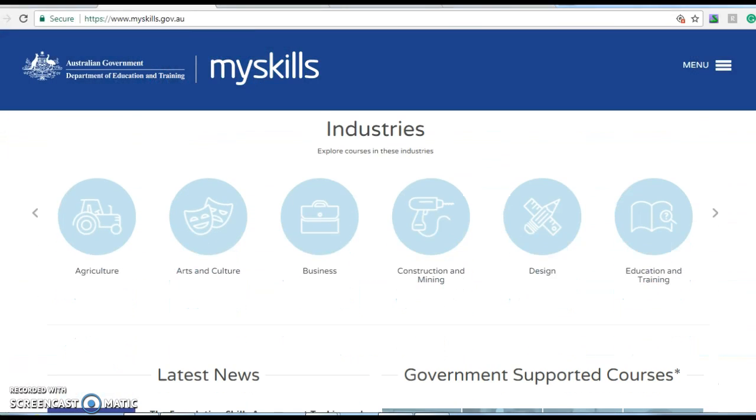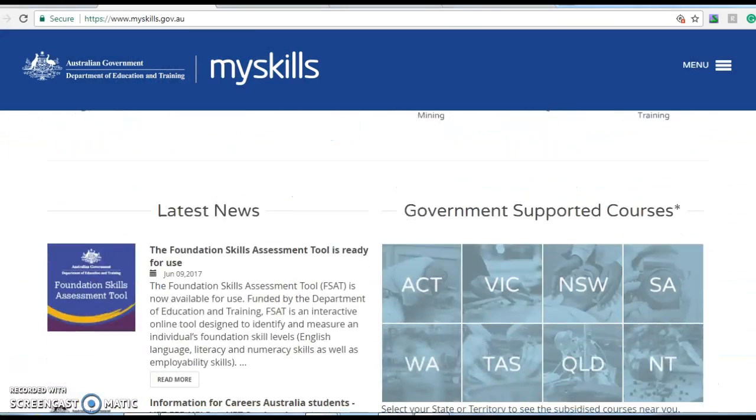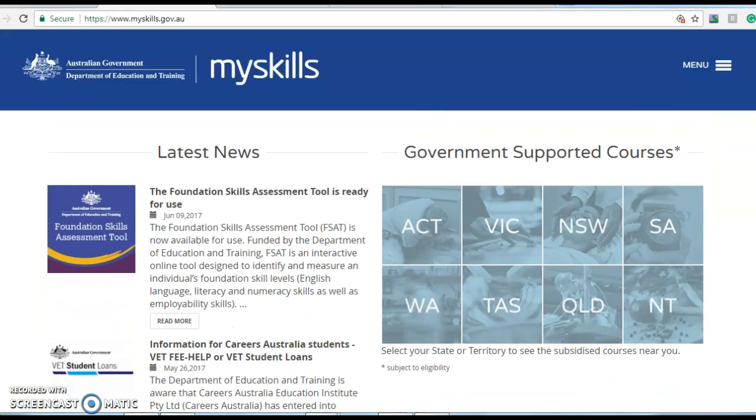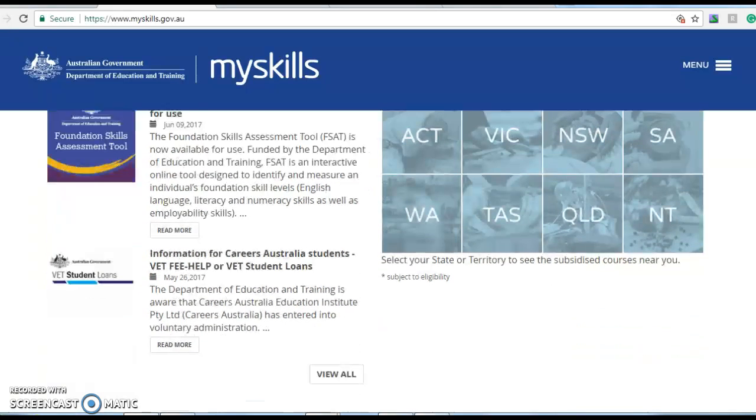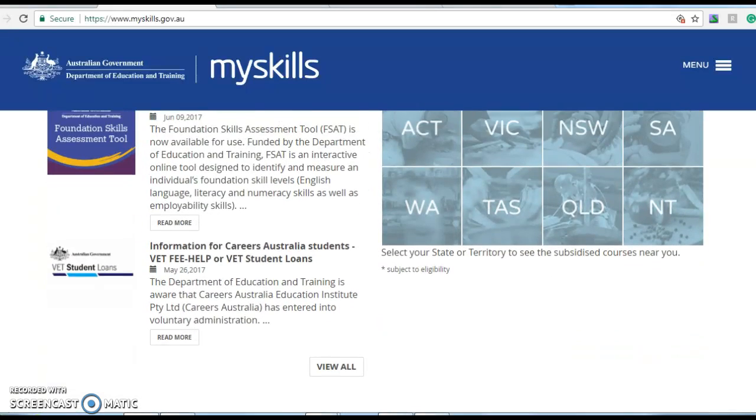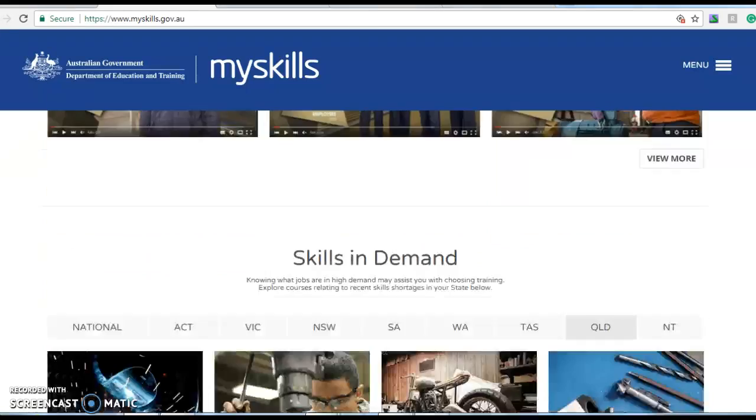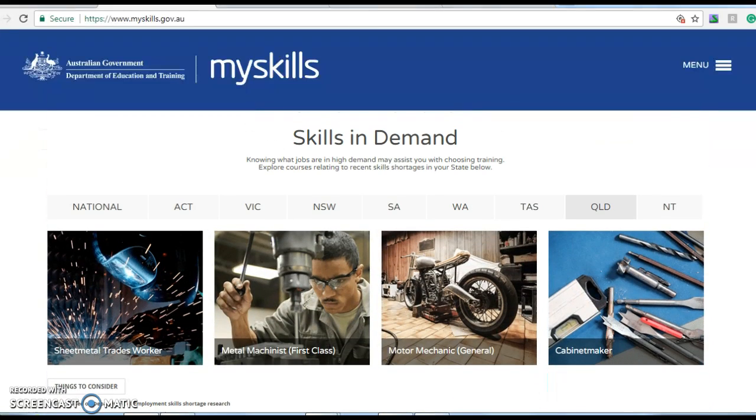If you wanted to explore industries, you could click on any of these. If you wanted to see which courses are free or not, because some vet courses are free, some you'll have to pay for up front, some you'll have to pay for later, you can click on these. Training stories, but this was the bit that I wanted to show you. If you just wanted a job, you wanted to work hard and you wanted to make sure you were going to get a job, you could have a look at the skills in demand section.